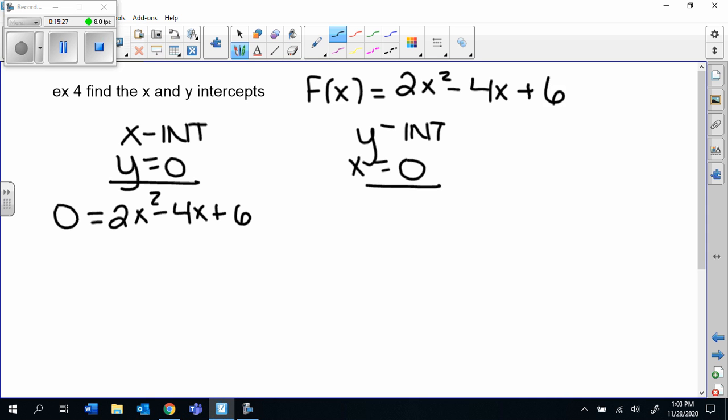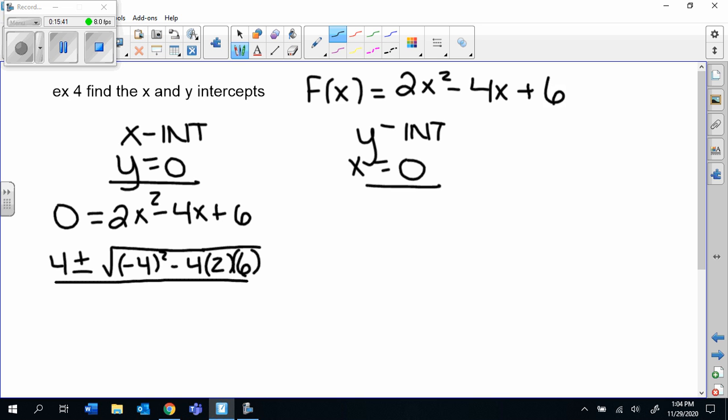And so negative b plus or minus the square root of b squared minus 4 times a times c, all over 2a. So I get 4 plus or minus the square root. 16 minus 4 times 2 is 8. 8 times 6 is 48. 16 subtract 48. I would just stop right there.